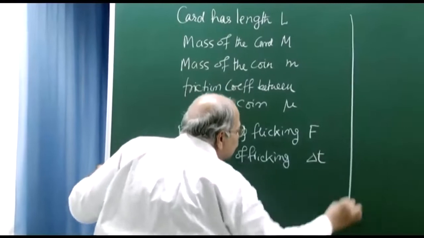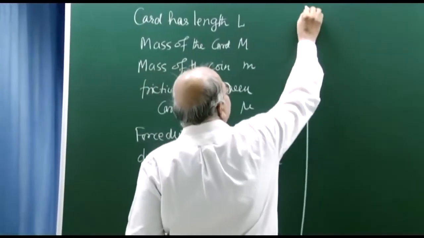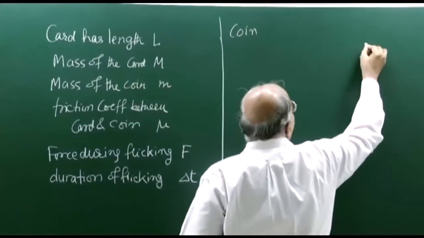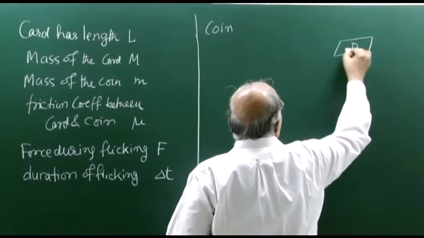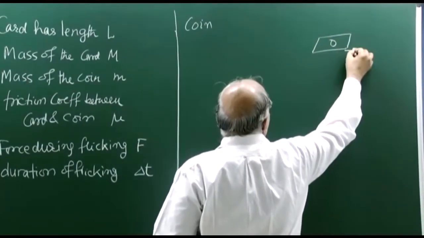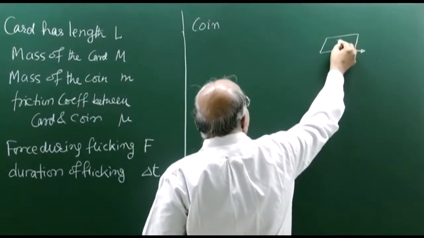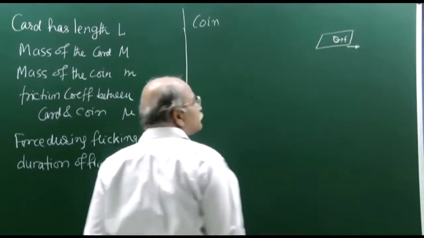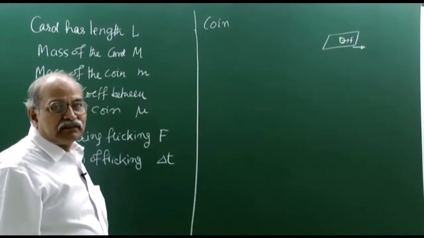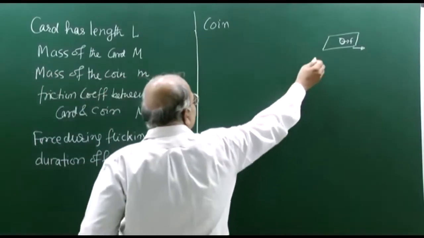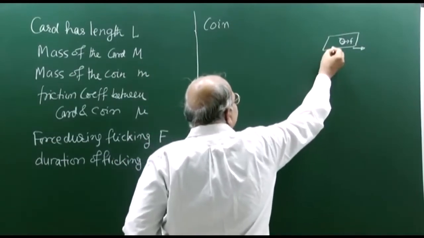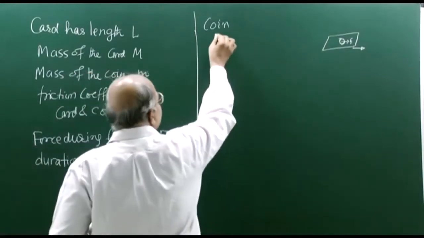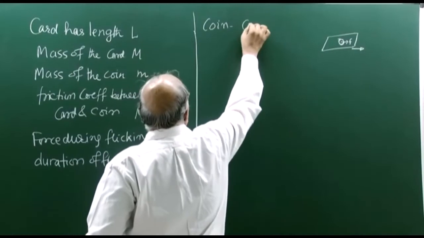So, what will be the equation, first, for the coin? What is happening? You have the card, you have the coin, and because of this the card is moving this way. The coin is slipping on the card in the backward direction, so there will be some frictional force here. And if you look at the card, there is a frictional force on the card also, and that is in the backward direction. So, we have to work for the coin and also for the card.